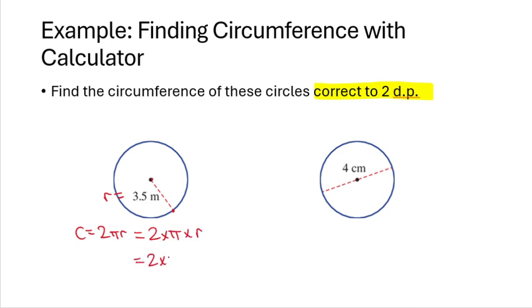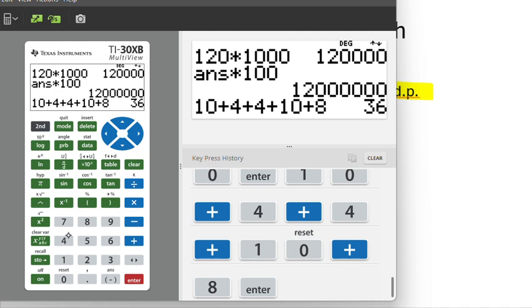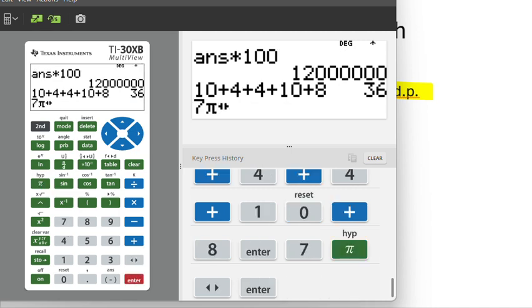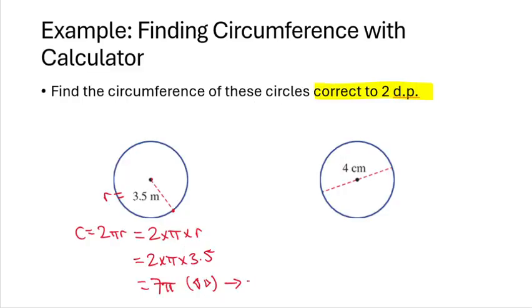So if you type this in exactly into your calculator, you'll get 7 pi. And if you press this button here on your calculator, especially for those with the green one, you will get 21.99. But because we're rounding to two decimal places, it just becomes 22.